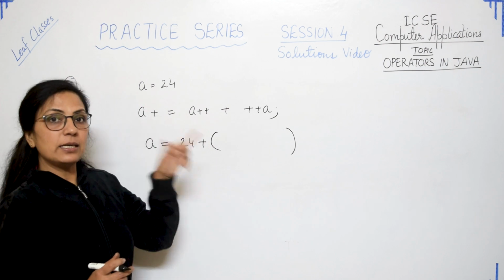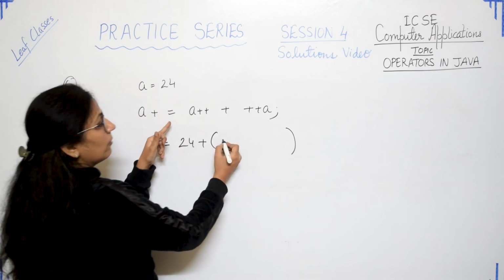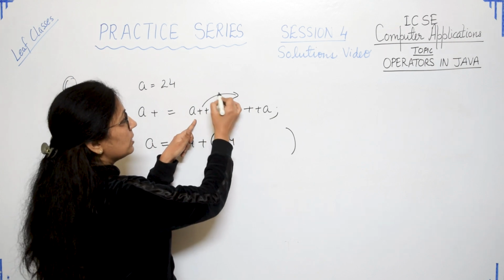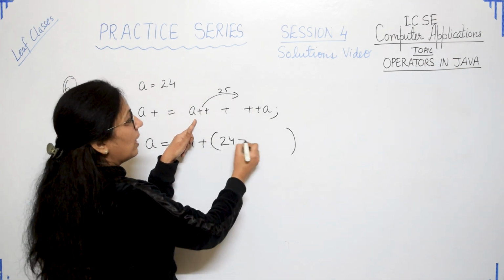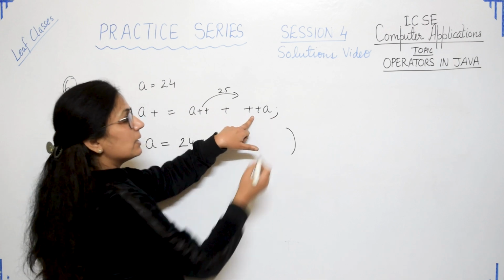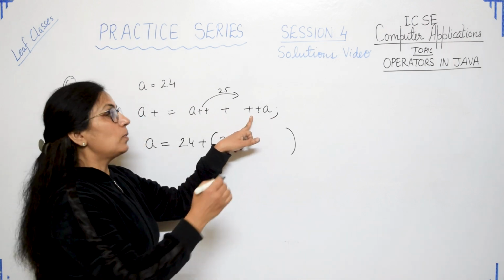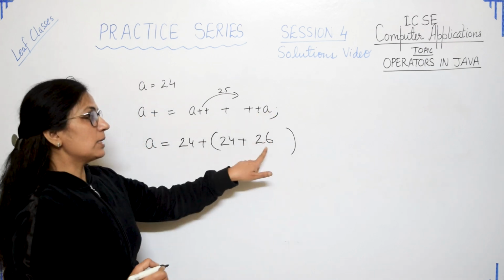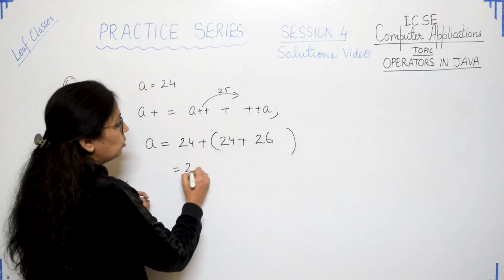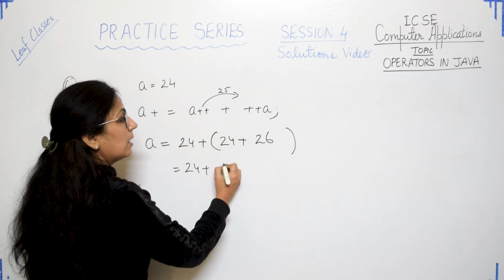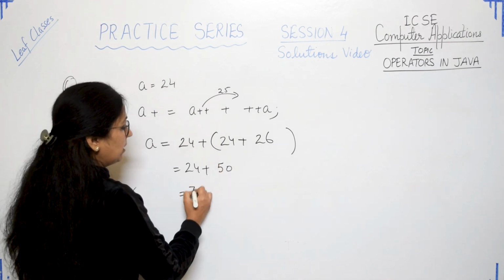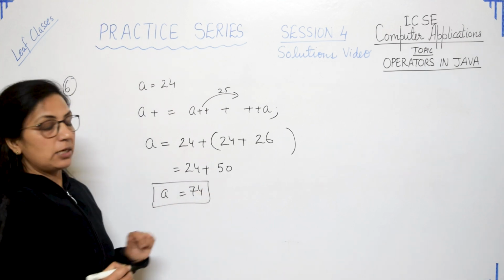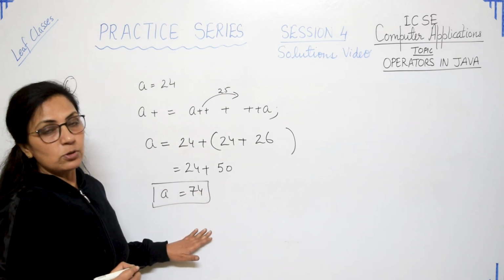A plus plus, here it is post-increment, so the value of A, that is 24, will be used, and after using 24 it will become 25. When it reaches here it is pre-increment, so it will be incremented first and then used, so it is 26. This equals 24 plus 50, this is 74. So your answer is A equals 74. Like this you have to solve it.